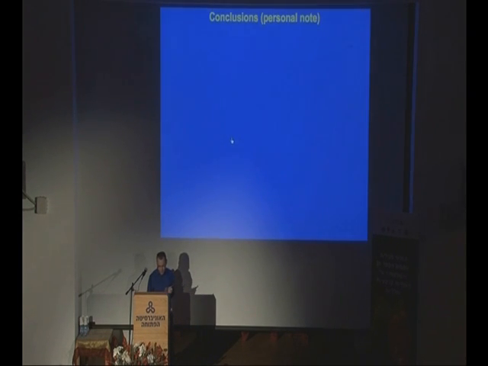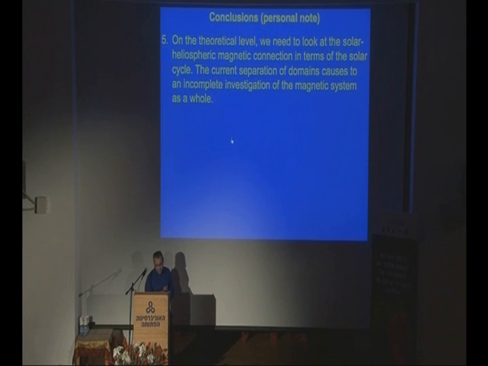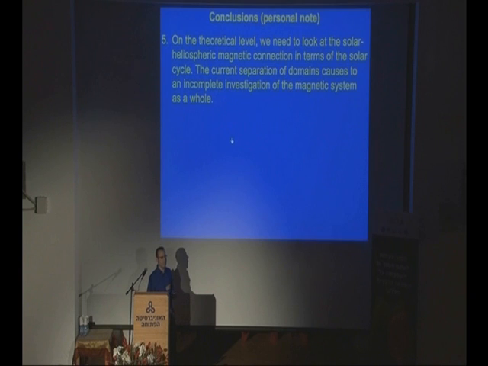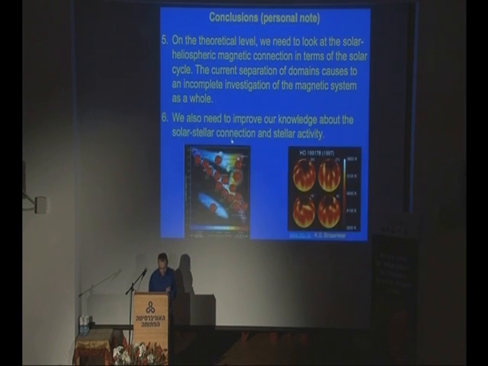And now some personal view. On the theoretical level, we need to look at the solar heliospheric magnetic connection. So I am a great believer of looking at the sun as a single system from the bottom of the convection zone all the way to the heliosphere. And this kind of coupled study is almost not done at all. And I think we need to do it much more. And I'm promoting this kind of investigations among the communities.